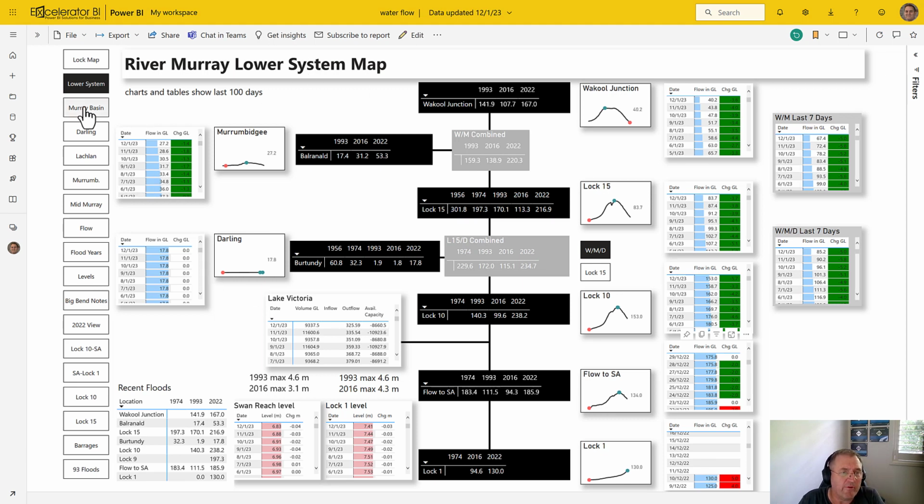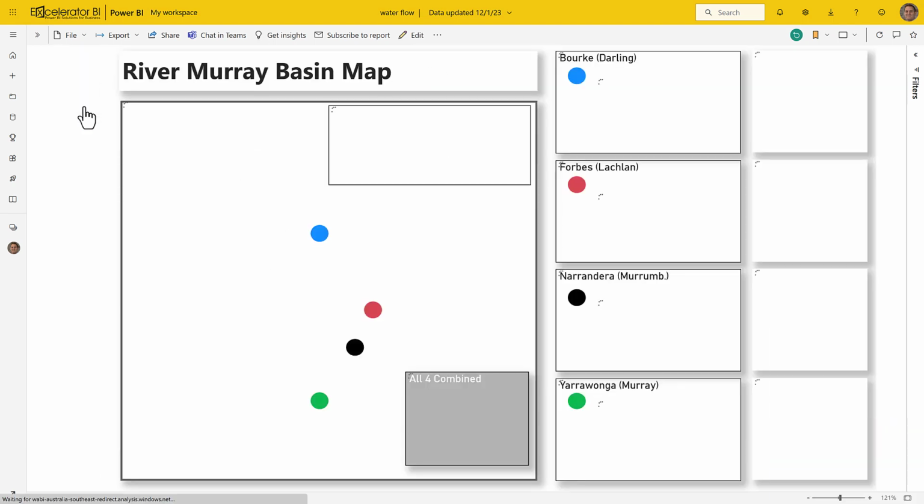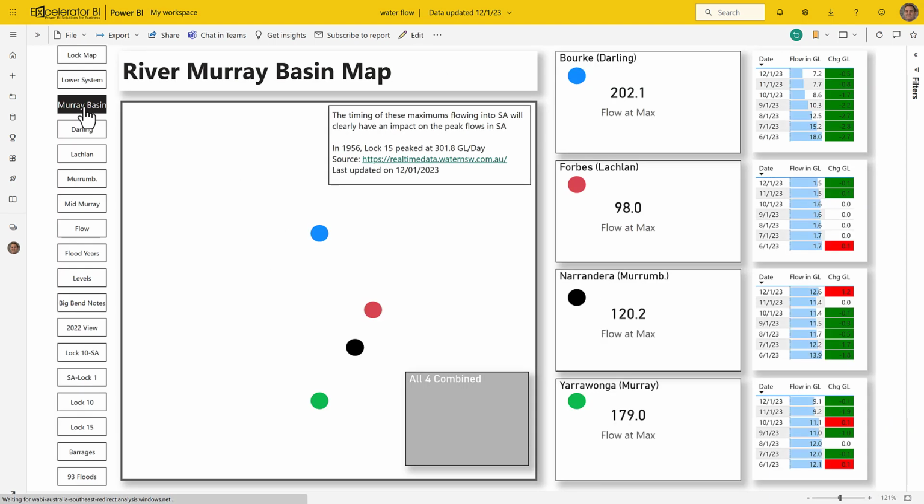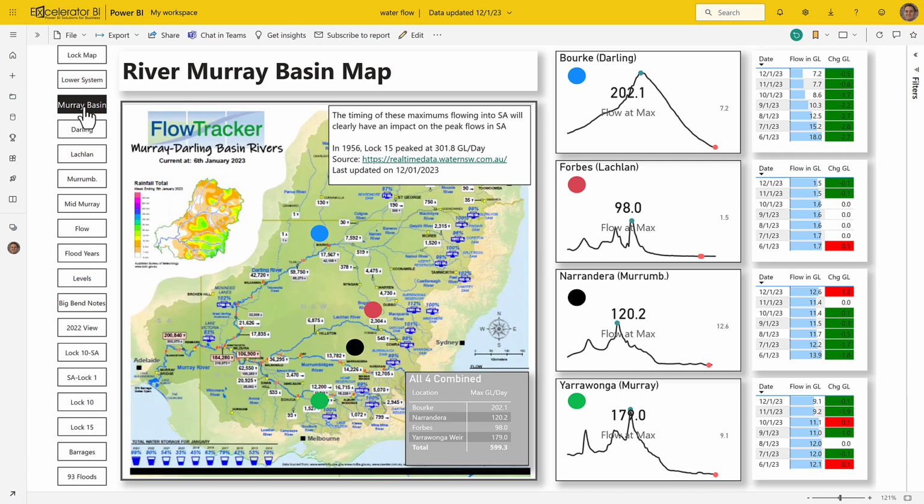Let's go and have a look at what's happening upstream in the Murray Basin. You can see here that pretty much all of these river systems are now well peaked, and the water we have to watch out for is the water coming down the Darling.